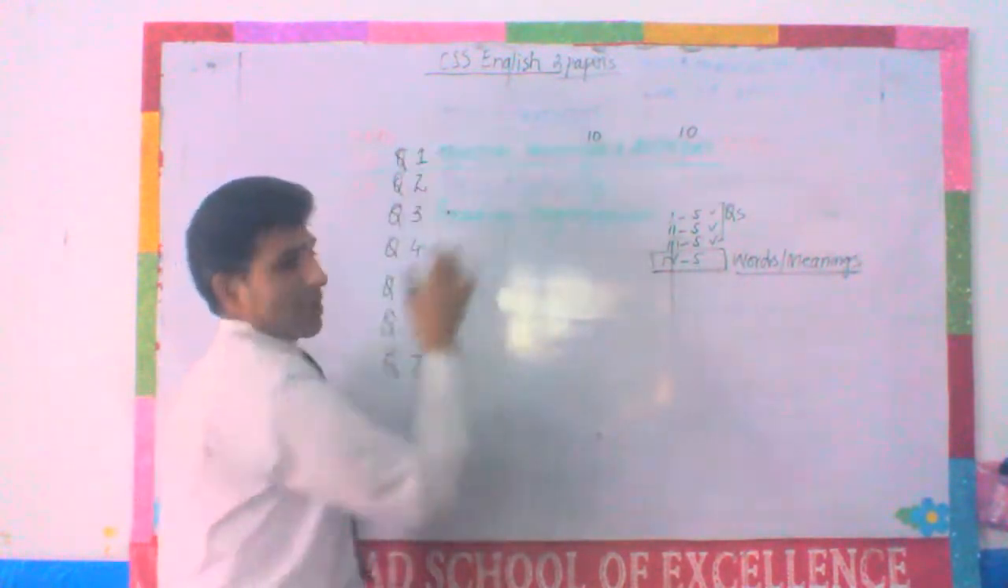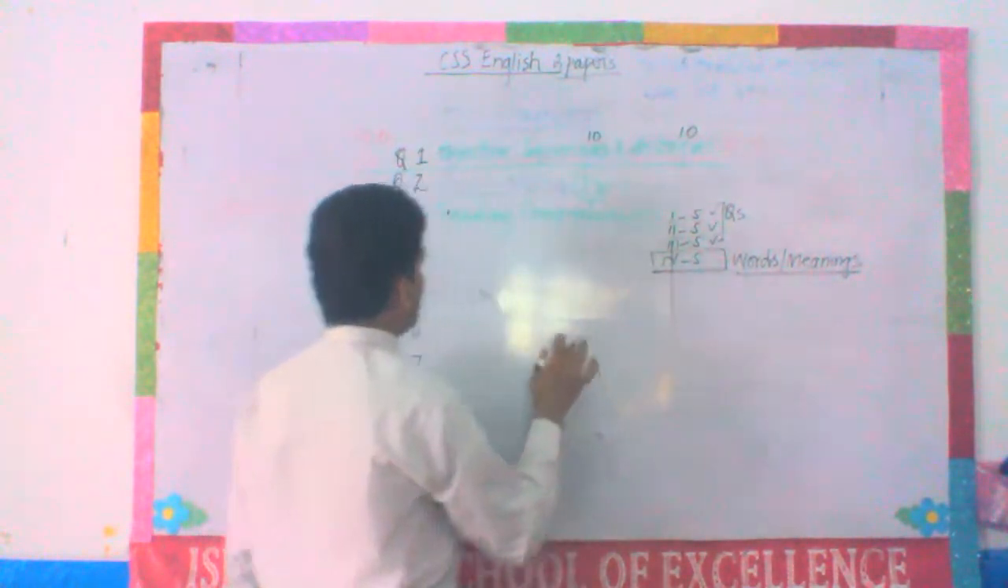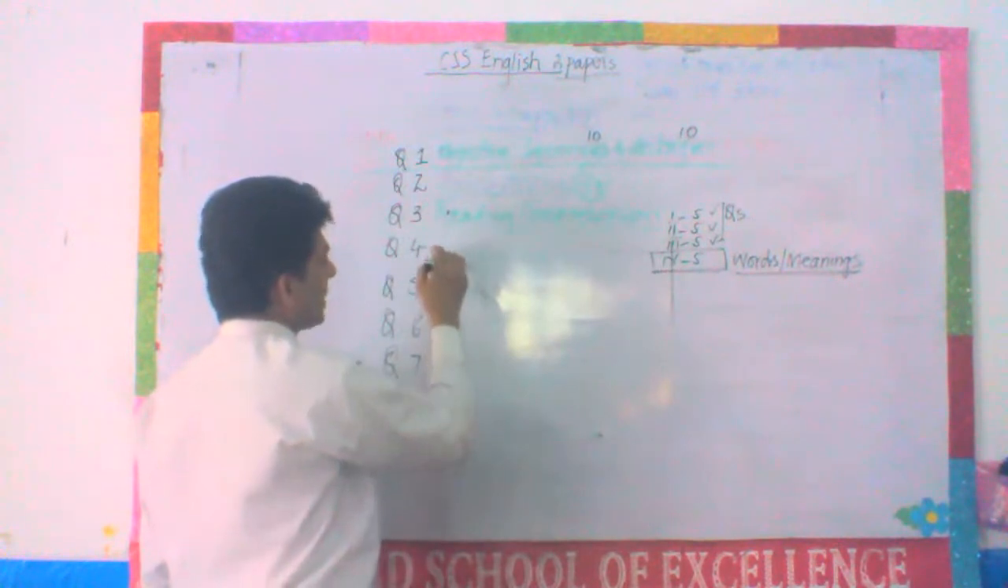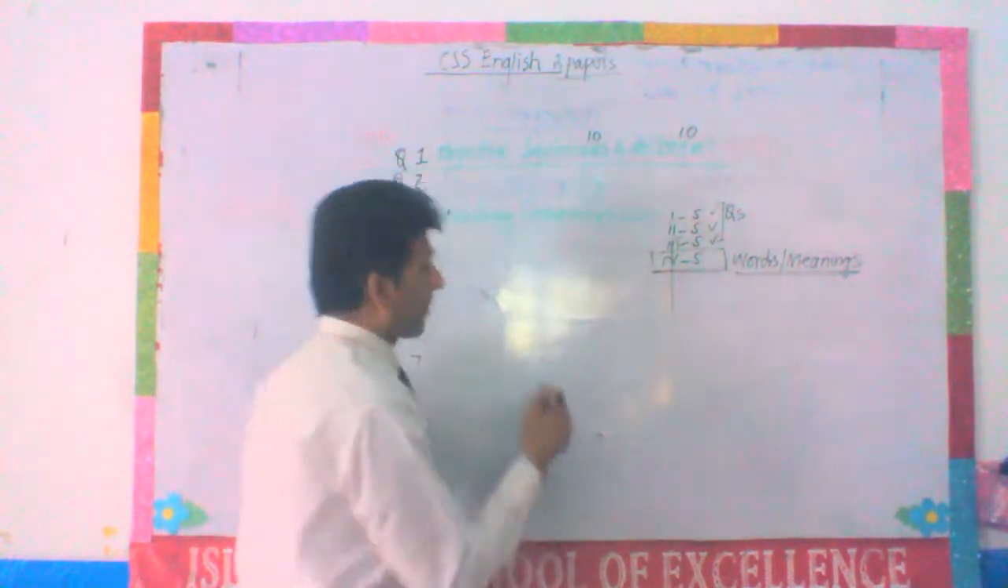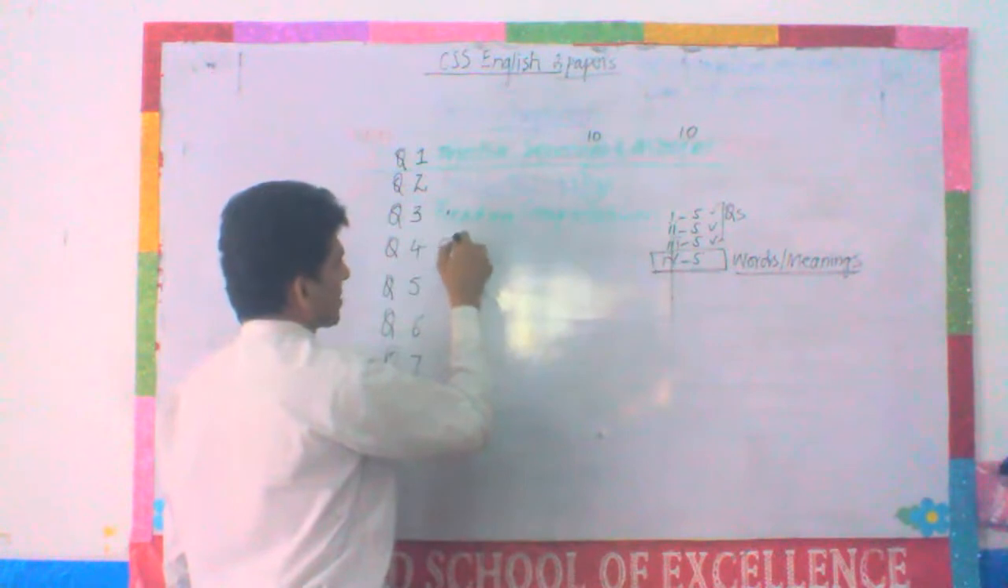So question number 1, objective. This one also can be. Fifth part. Question number 4. Last year in the 2020 exam, it was corrections.